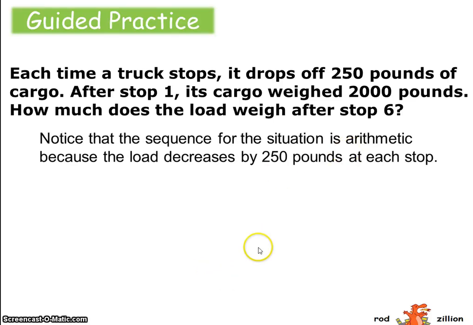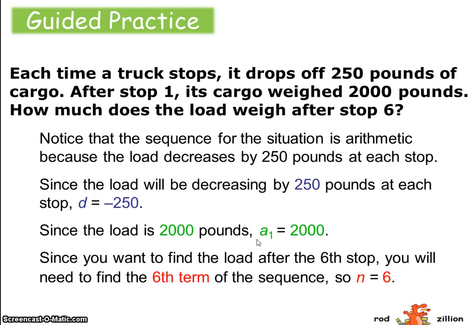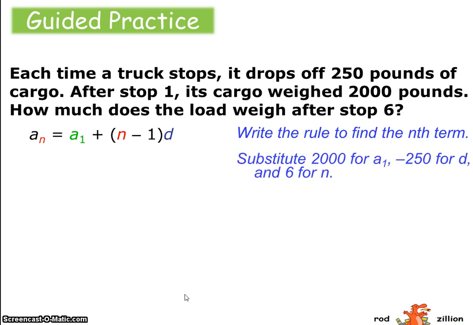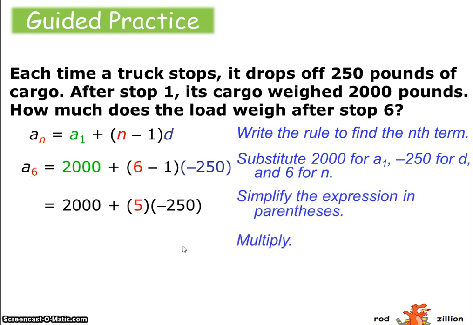So notice the sequence for the situation is arithmetic because it's changing by 250 pounds each time. The 250 is decreasing, so negative 250 is our common difference. The initial term is a sub 1 equals 2,000, and we're looking for the 6th term in the sequence. So we're going to use our formula. We're going to substitute our known values in for the variables. We're looking for a sub 6 once again. And we'll find that the truck weighs 750 pounds. That's the load of the truck, 750 pounds.